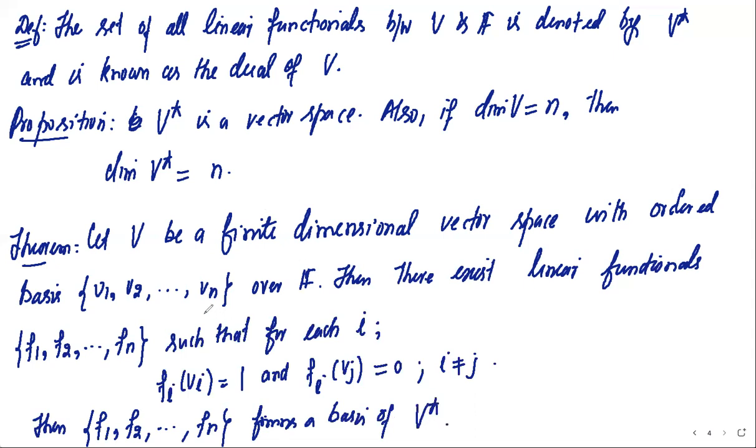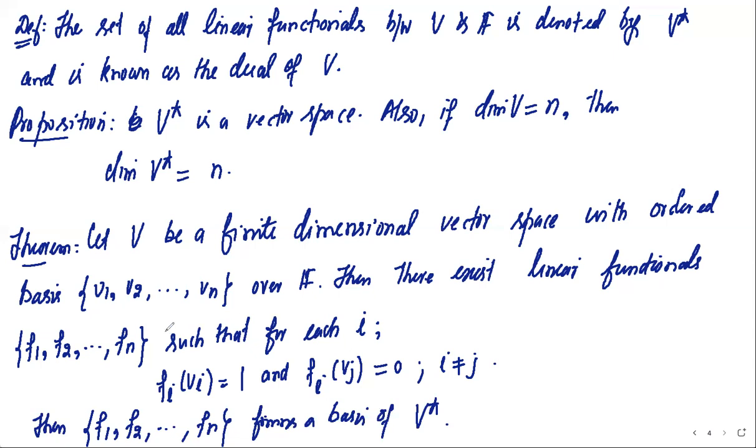So therefore, what this theorem states is that if we have a finite dimensional vector space with ordered basis V1, V2, Vn, then from this ordered basis, we can construct the ordered basis for the dual. The ordered basis is denoted by F1, F2, Fn, while Fi is defined to have its image under the ith vector equal to 1. So Fi of Vi is equal to 1 and Fi of Vj is equal to 0 whenever i is not equal to j. So this theorem gives us a relation between the ordered basis of a vector space V and the ordered basis of its dual.